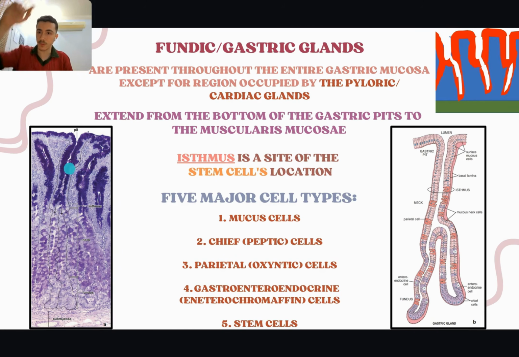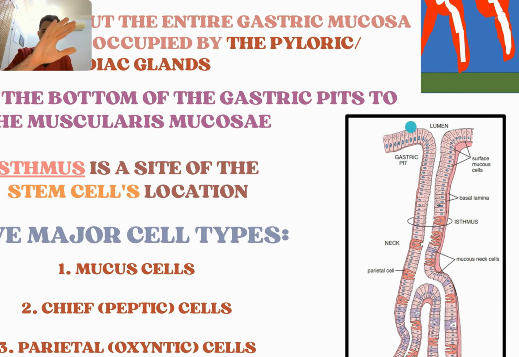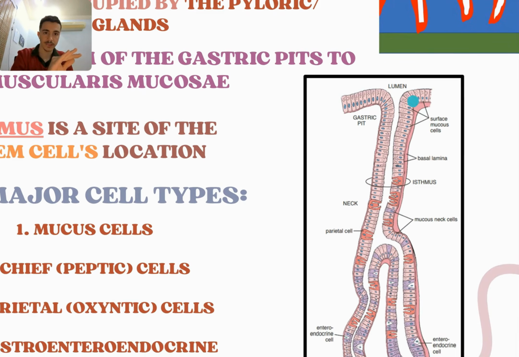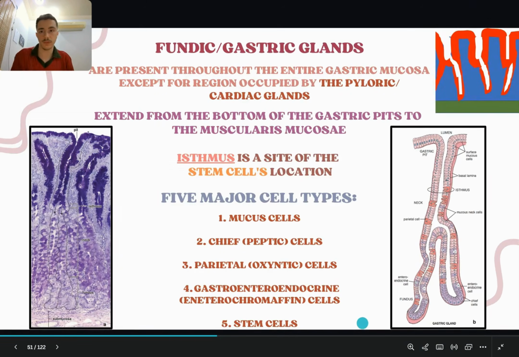It's going deep, digging inside. It's going all the way deep, as you can see, all the way deep. This is the pits, the beginning, the gastric pit. This is the lumen, the lumen of the stomach. But then this is the surface. It goes all the way till it reaches the muscularis mucosa.